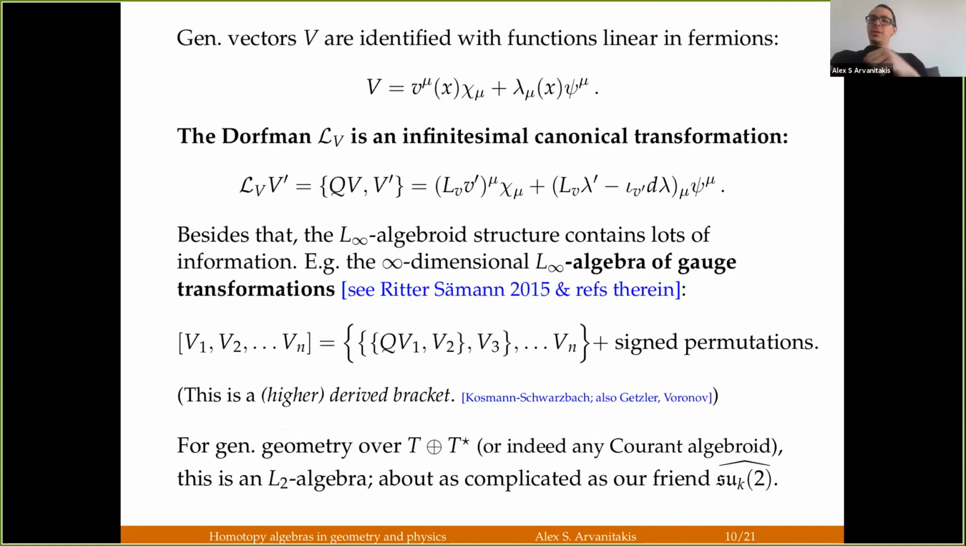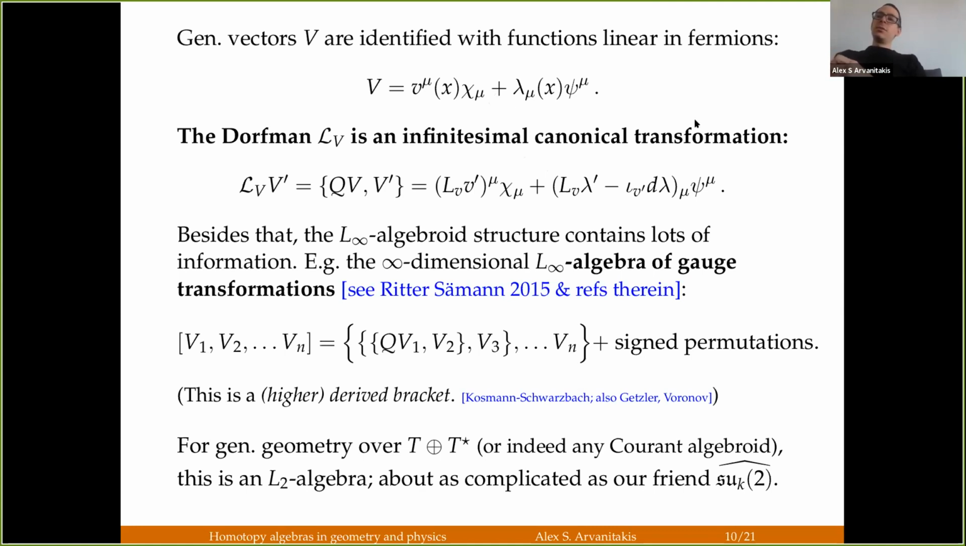Right, so what is the point of this? Well, you can embed generalized vectors in this supermanifold as functions of degree +1. So these will be linear in psi's and chi's, and a term linear in chi is obviously a vector field, and a term linear in psi is obviously a one form.